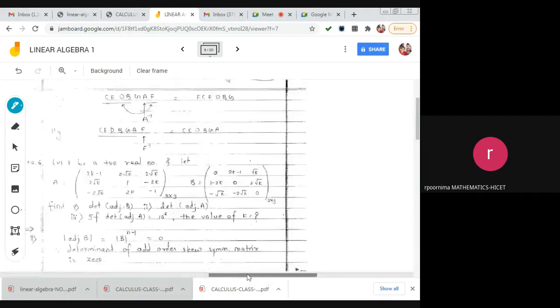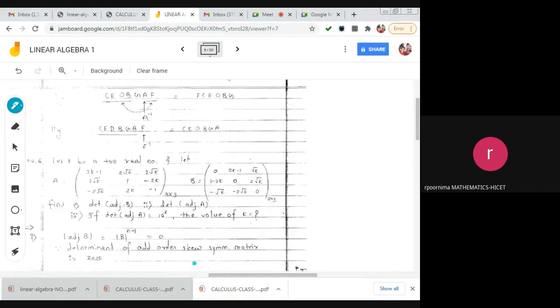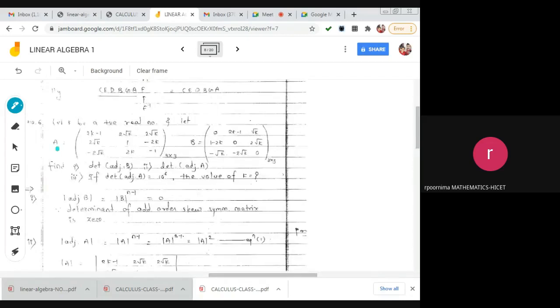The next problem: some k is a positive real number and let A be a matrix given by: the first row is 2k minus 1, 2 root of k, and 2 root of k. The second row is 2 root of k, 1, and minus 2k. Then the third row is minus 2 root k, 2k, and minus 1.